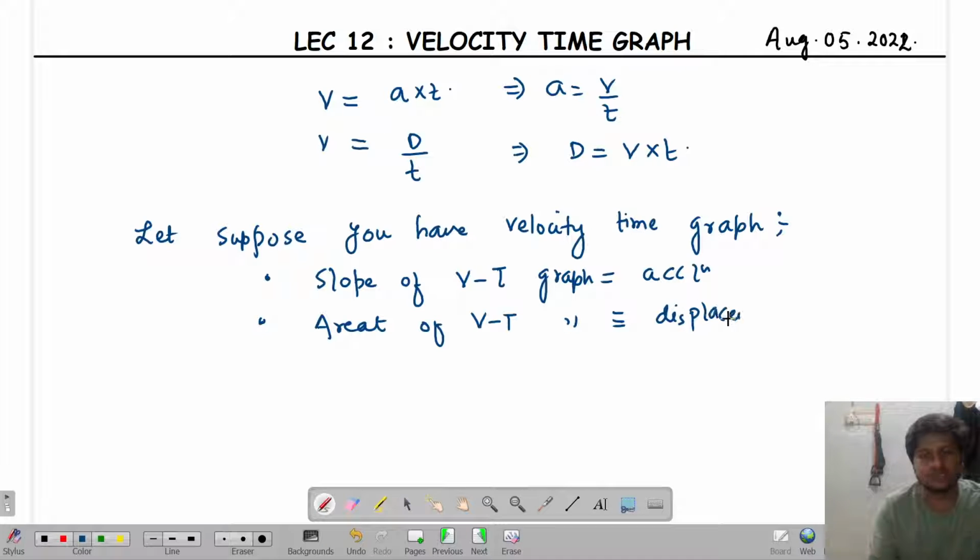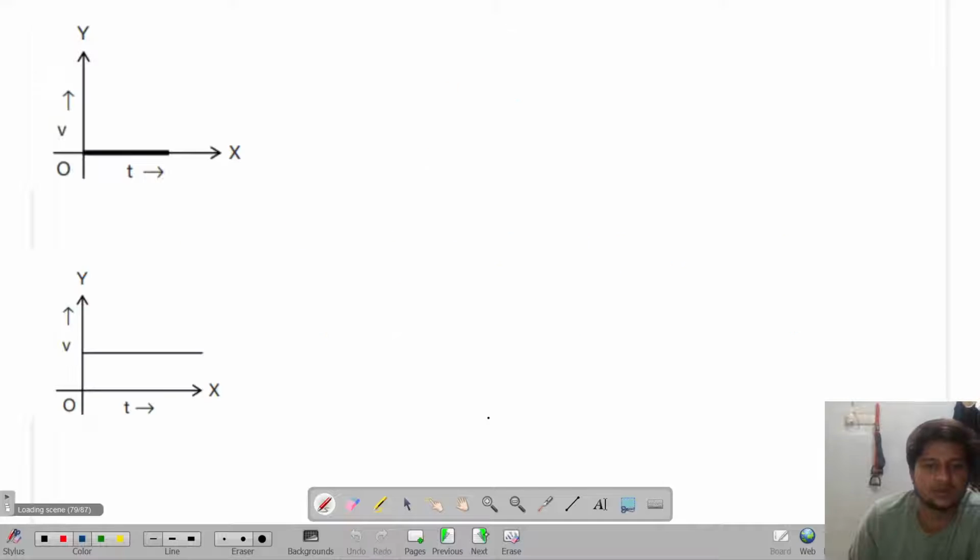Means two things we can extract from a velocity time graph mainly. One, if I calculate the slope, I'll get acceleration. If I calculate the area, I'll get the displacement. This is the main important factor about the velocity time graph. Moving to that, let us start.